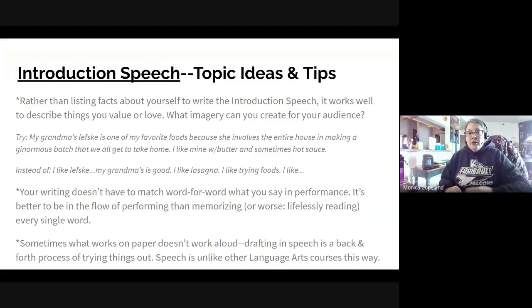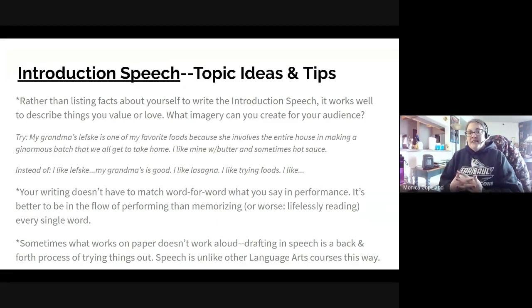That's better than saying, I like lefse. My grandma's is good. I like lasagna. I like trying food. You get the idea. I've already said your writing doesn't have to match word for word. And memorizing wise, I really only recommend memorizing the first 30 seconds. Then just be familiar with the rest of it, because memorization depends on getting the first part right. And if you miss the first part, it's all in sequence. It's difficult if you miss a step.